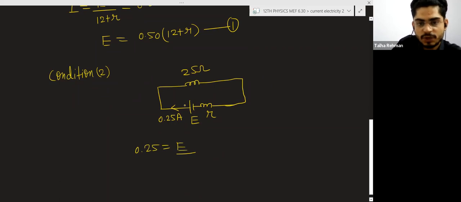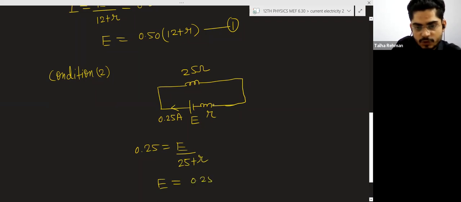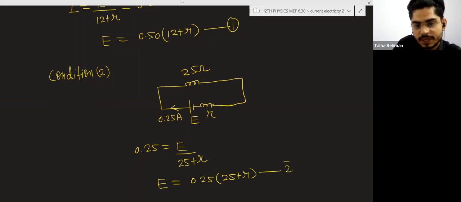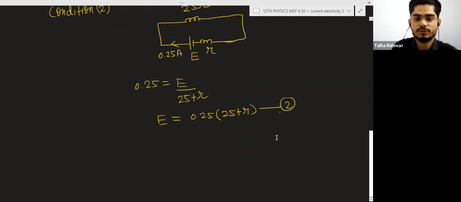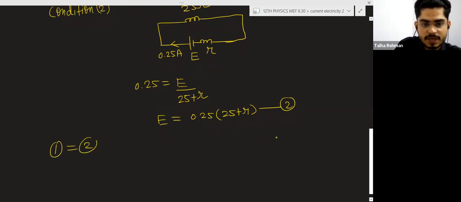What is the total resistance? 25 plus R. Total resistance is 25 plus R. From here you will get E equals 0.25 times (25 plus R). This is equation 2. Now this is E and this is E. Since E and E are equal, this thing and this thing are also equal. So you can equate equation 1 and equation 2.